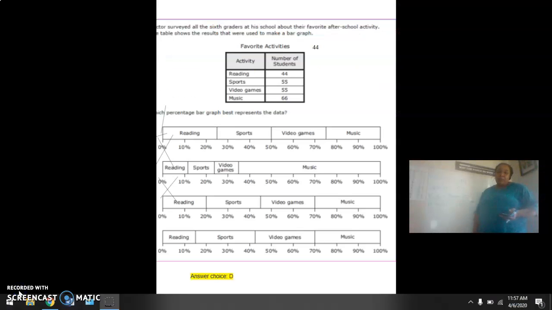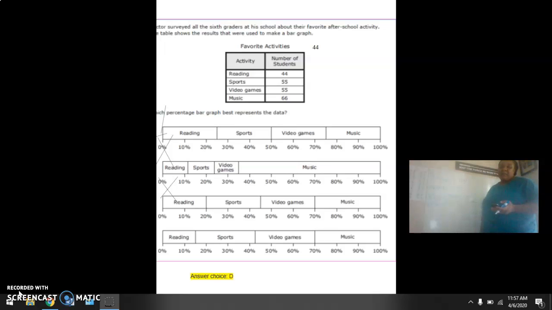Hello everybody. Today I'm going to work problem number 1 for you for your bar graph. Now this is very simple. All you have to do is just pay close attention, okay? Pay close attention to what I'm trying to teach you and what I'm doing here. Okay, on my board, I really hope you can see it.